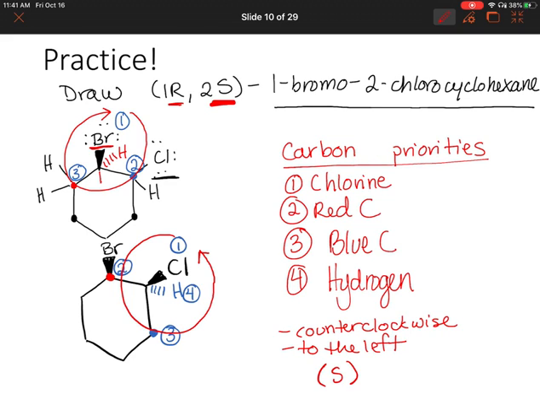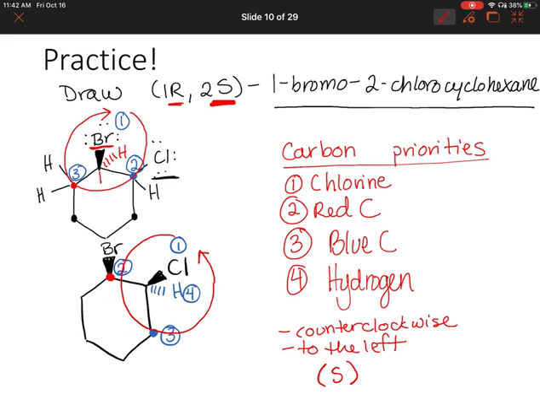Now, if we had wanted carbon 2 to be in the R conformation, then chlorine could be in the back. That would be fine because we already determined that that is the R conformation. But we wanted carbon 2 to be in the S conformation, so we realized, oh, chlorine has to be in the wedge position for that to be true.